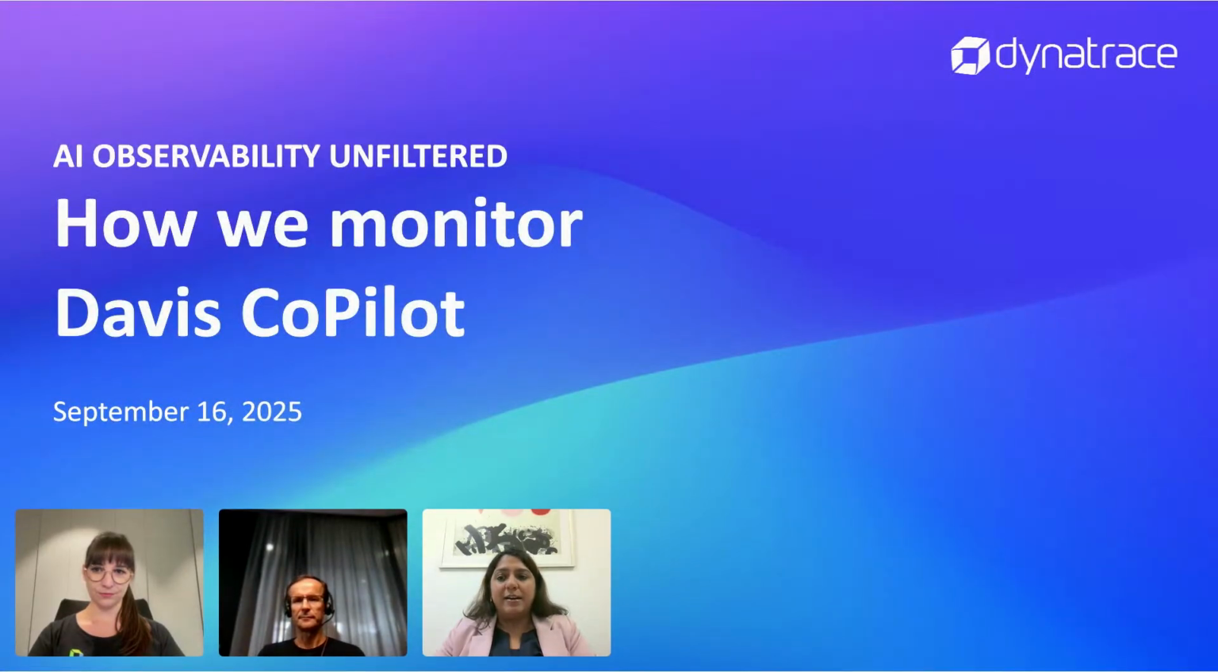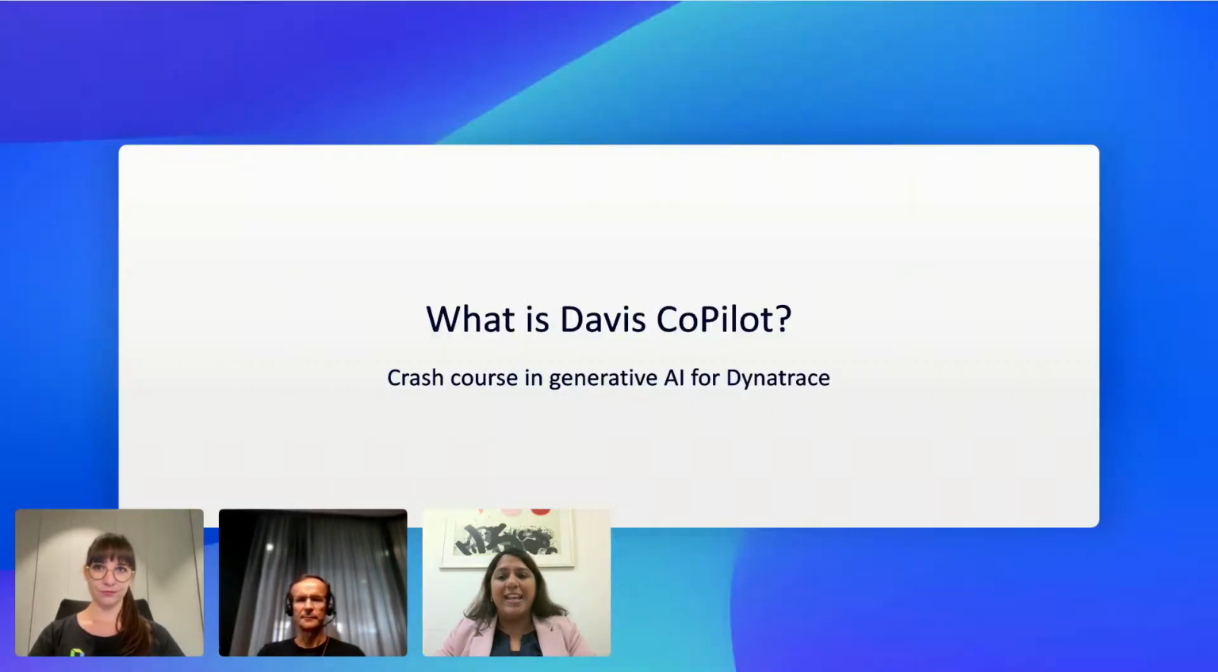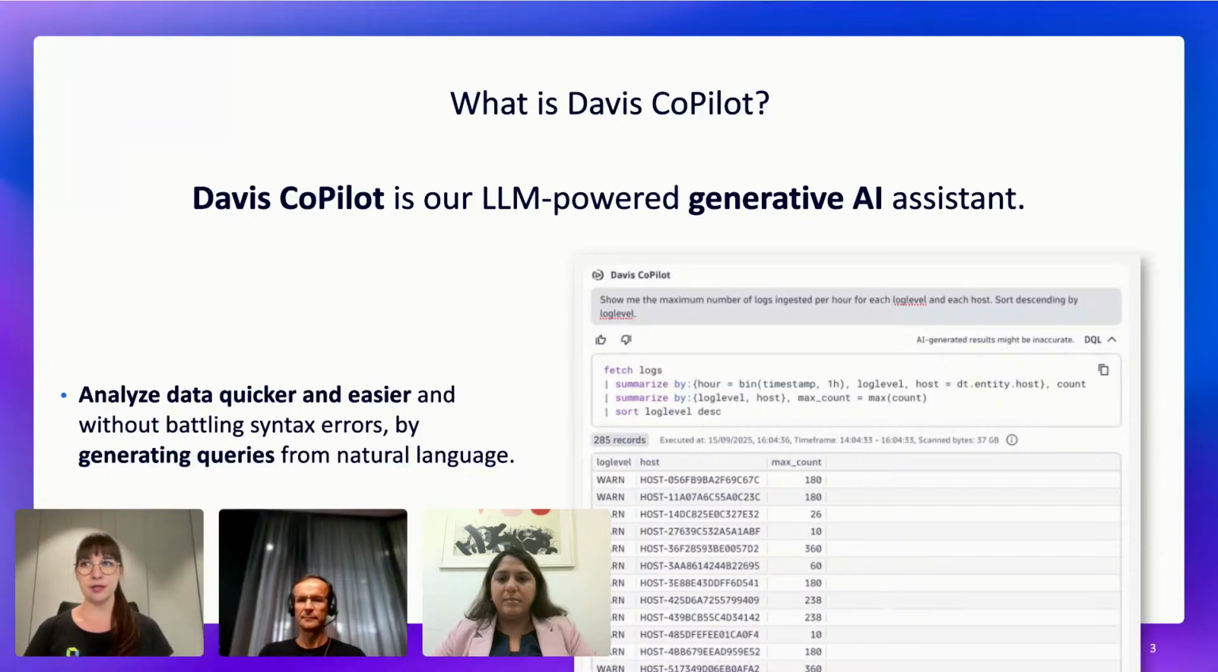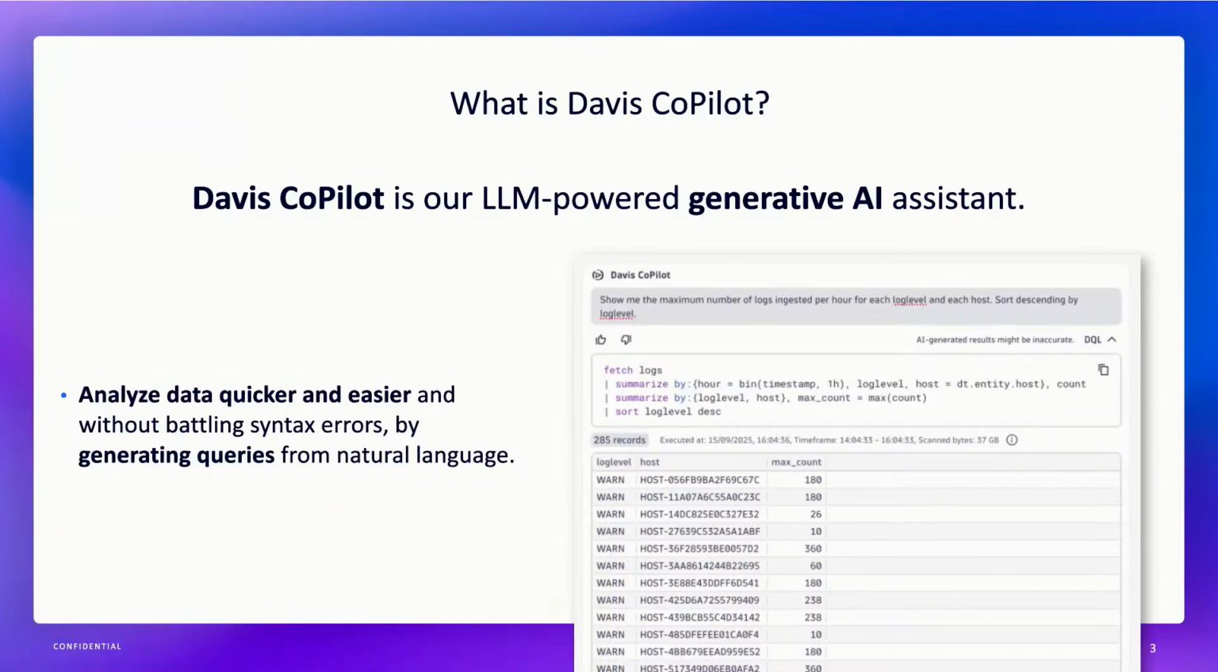Gabby, while we get started, can you please tell us a little bit about what exactly is Davis Copilot? Yes, absolutely. In case you haven't heard about or interacted with Davis Copilot yet, it is essentially our LLM-powered generative AI assistant. As with most Gen AI assistants, the real value lies in boosting your efficiency and productivity so that you and your teams can get more done quicker.